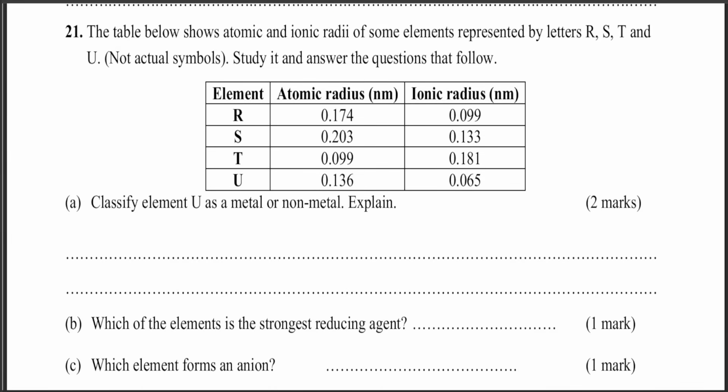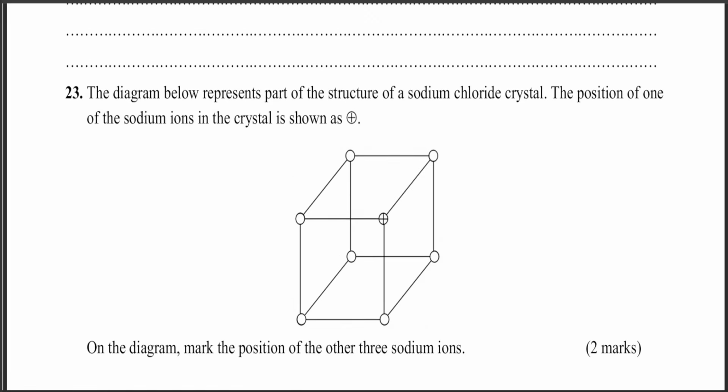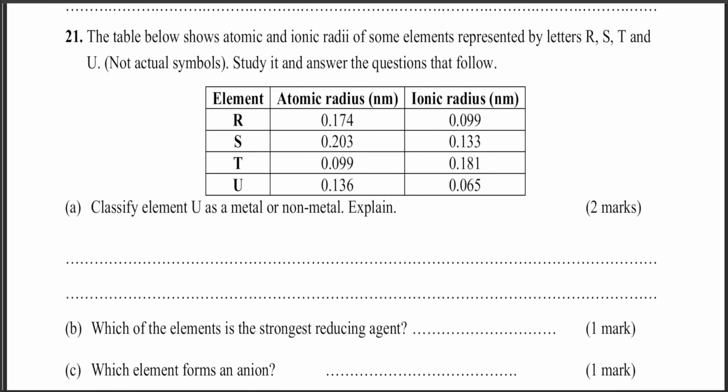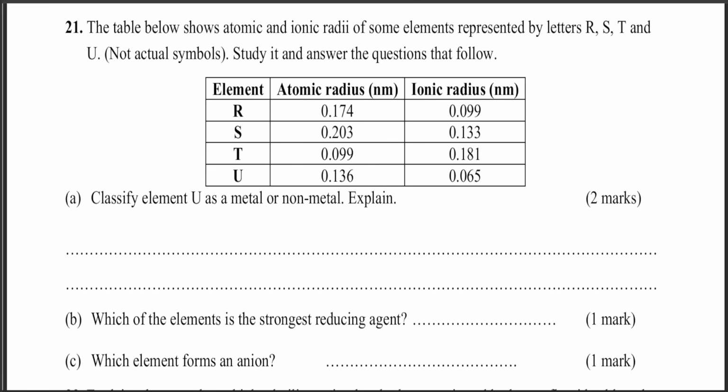Question 21. Well, kuna question 22. Wow. Ni nyingi. Sema kaa watungia. Wacha tumalize. Question 21. The table below shows atomic and ionic radii of some elements represented by letters R, S, T and U. Remember, these are not the actual symbols. Study it and answer the questions that follow.